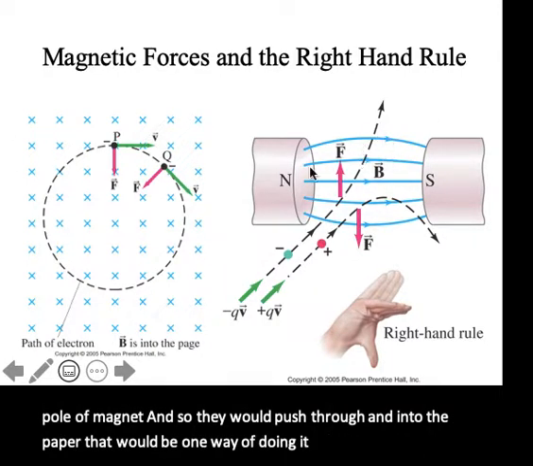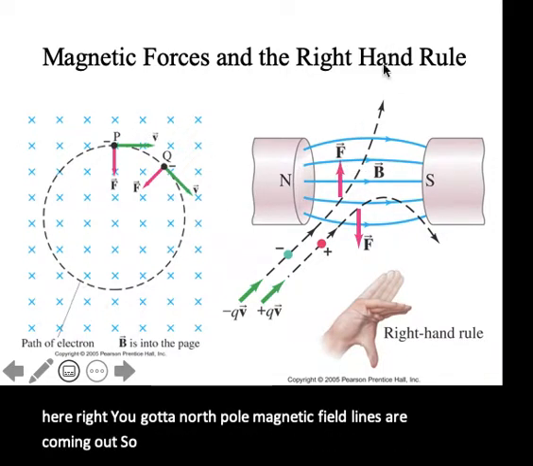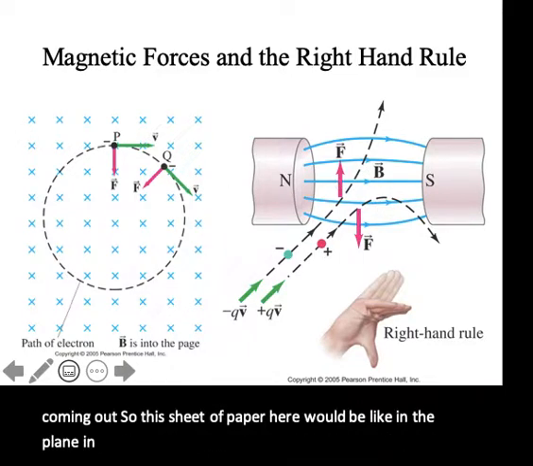Like for instance over here, you've got a north pole, magnetic field lines are coming out, so this sheet of paper here would be in the plane in between these north and south poles. But anyway, let's stay over here for a second.